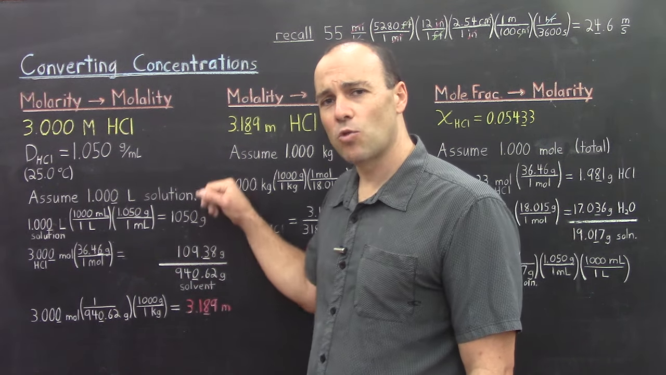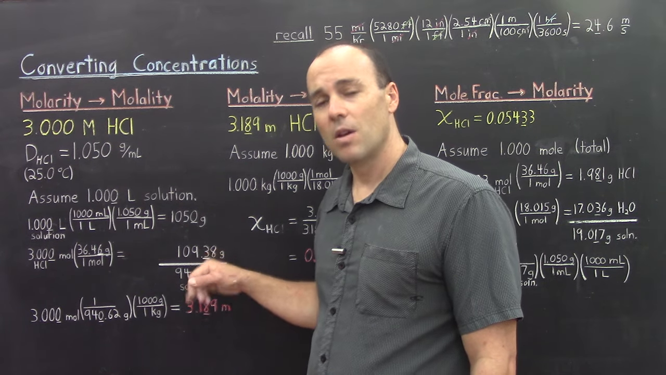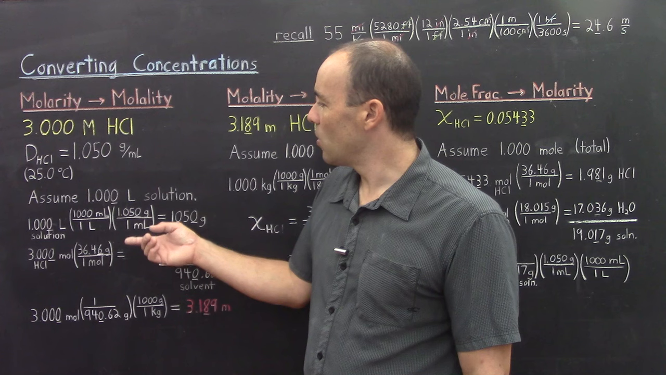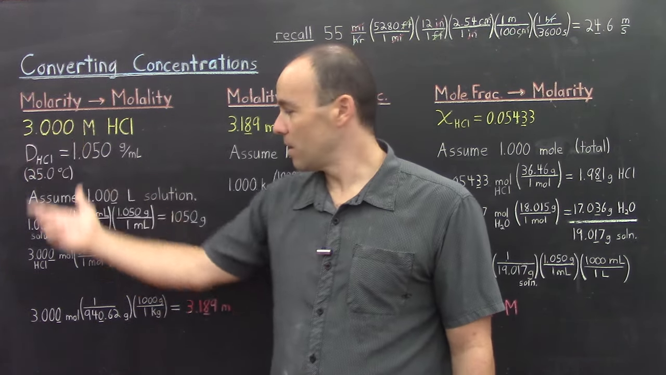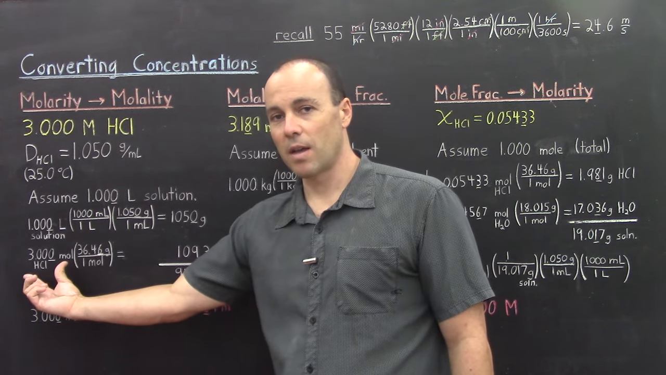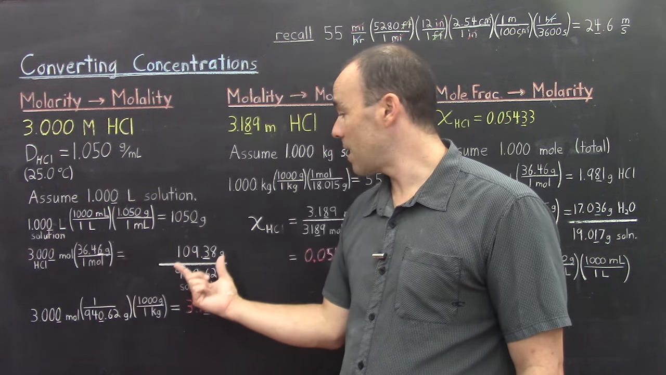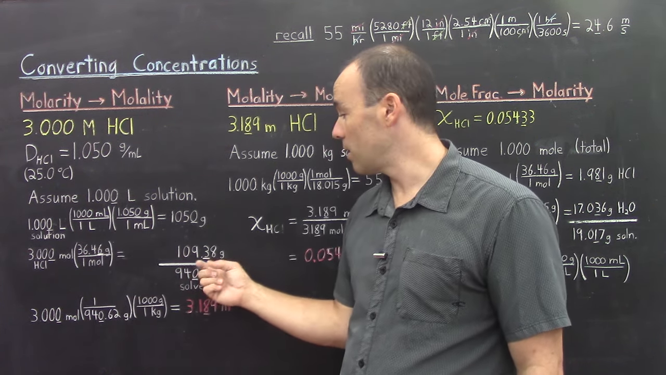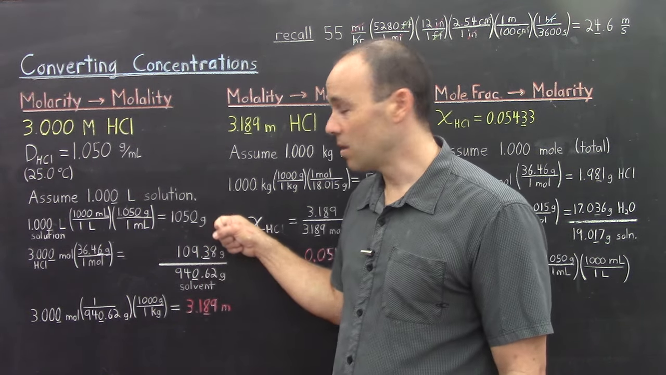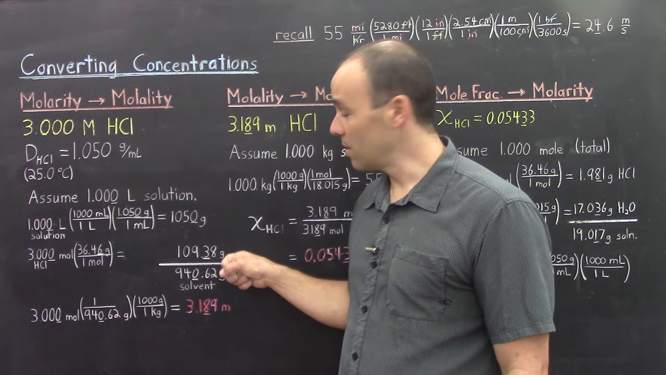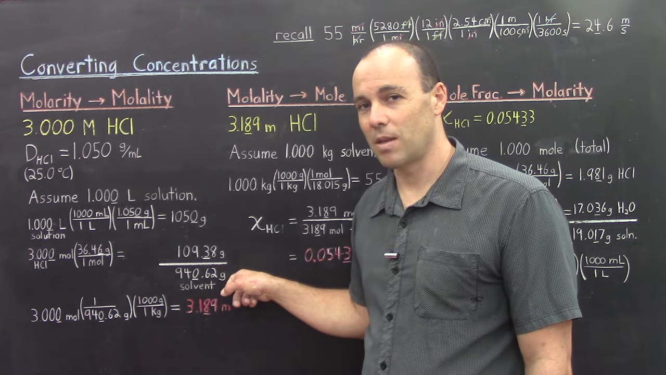Now, if we subtract off the mass of the solute, we would then have the mass of the solvent. We can do that because we know in 1 liter of solution, we have 3 moles of HCl. So we take our 3 moles of HCl, convert it to grams using the molar mass, and we have 109.38 grams. So we take our mass of solution, subtract the mass of the solute to get the mass of the solvent. So now we have all the pieces that we need.